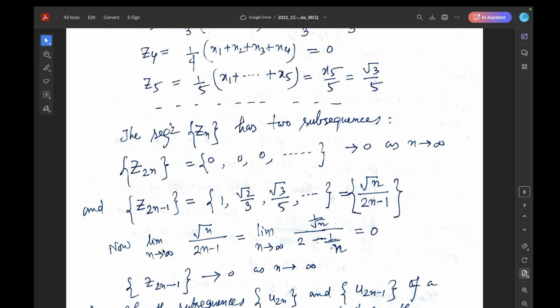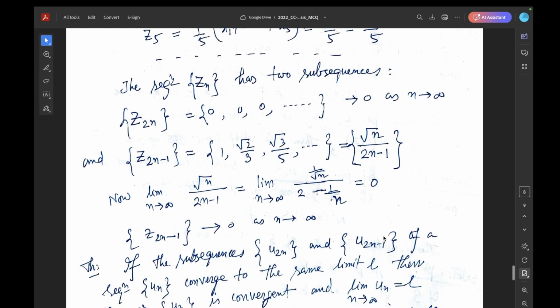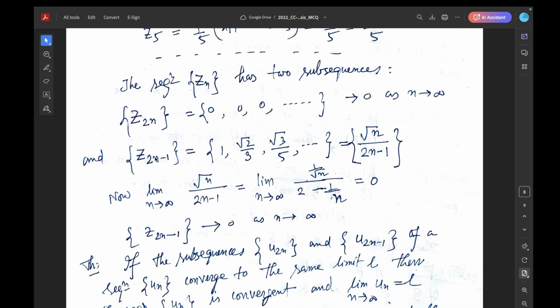Now limit n tends to infinity of root n by twice n minus 1, dividing by n in both numerator and denominator, is 1 by root n whole divided by 2 minus 1 by n. So as n tends to infinity, the numerator tends to 0 and the denominator tends to a definite value, so this is equal to 0. So this odd subsequence also tends to 0.